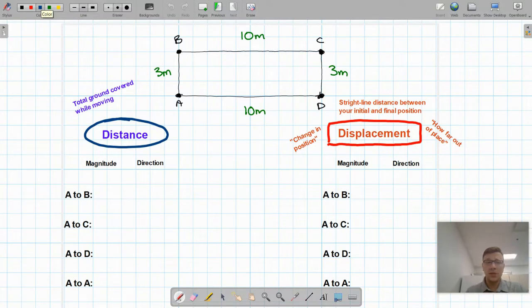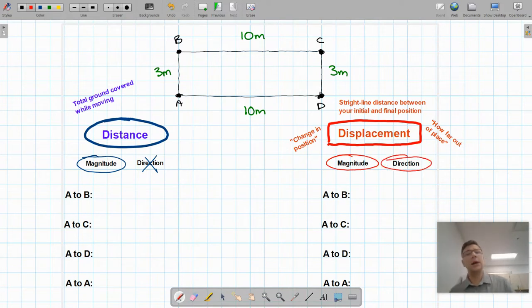Okay, so distance is a scalar quantity, meaning that it just tells us how much, which is the magnitude. So I'm going to circle magnitude. It does not have direction, so I'm going to put an X through that one. Now on the flip side, displacement tells us both magnitude and direction. So I'm going to circle both of these here. It has magnitude and direction, and we're going to show you kind of how that works here.